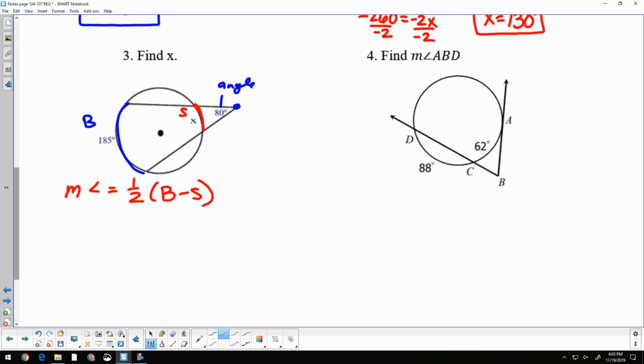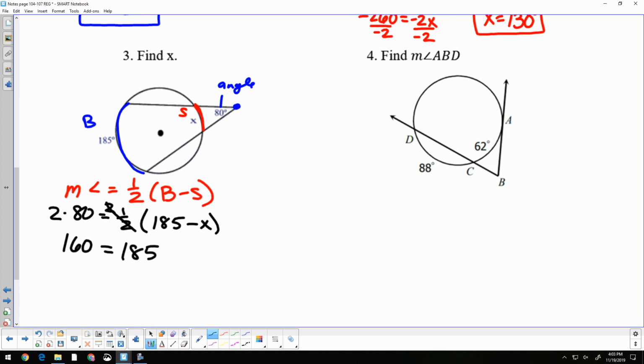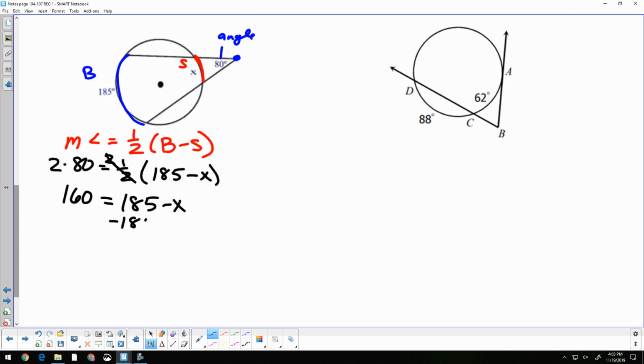So when I plug in, my angle is 80. My big arc is 185. My small arc I don't know, so I'm going to make that x. So to solve this, you multiply both sides by 2 to get that fraction to go away. So I get 160 equals 185 minus x. And then I'm going to subtract 185 from both sides. I get negative 25 equals negative x. So my x is just going to be 25.